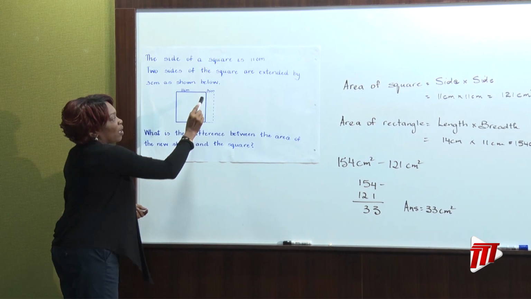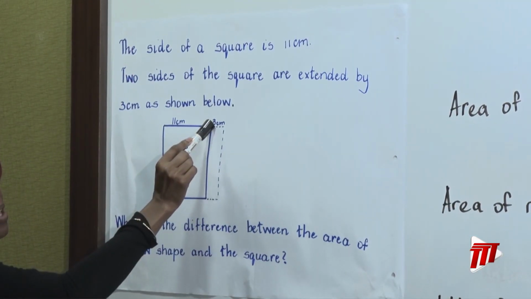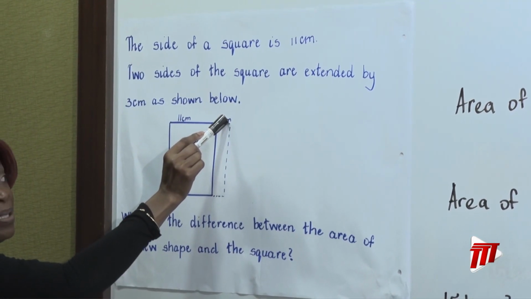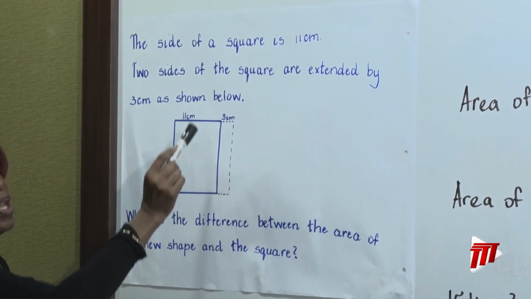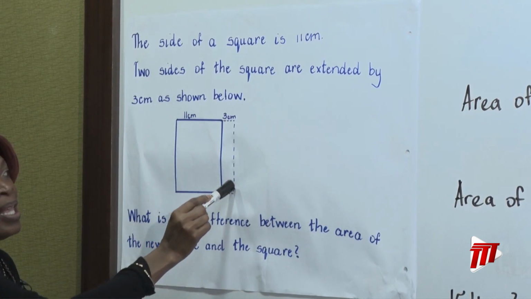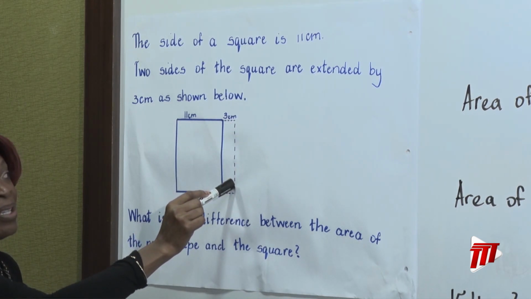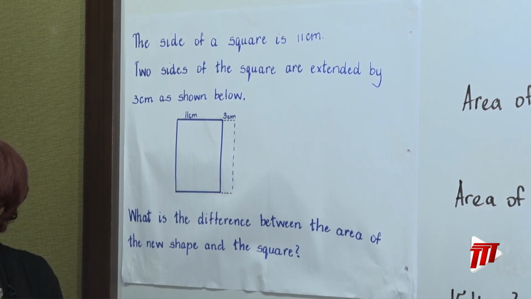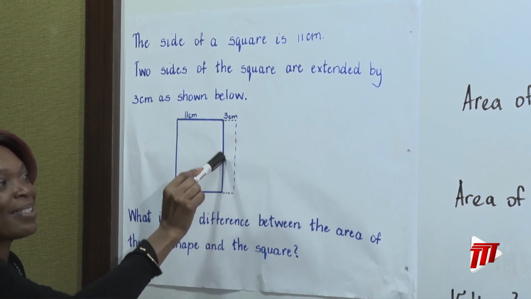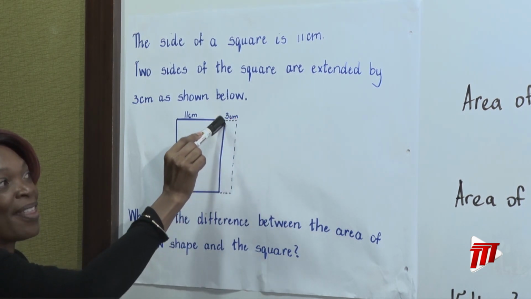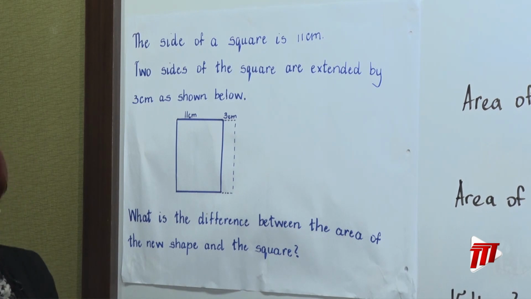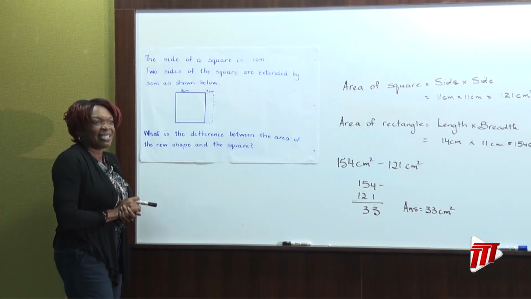If you notice, we are given the fact that this length here is now 3 centimeters. Are you seeing that, boys and girls? And we already know that this side is 11 centimeters. So technically, what could we say? We just have to find what? The area of this extension, for want of a better word. Are you seeing that? So if we say 11 centimeters multiplied by 3 centimeters, we have our 33 centimeters squared. Just double checking. Are you seeing that, boys and girls?